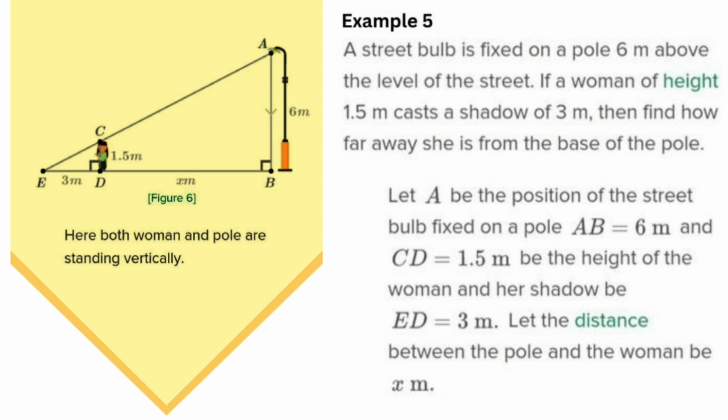Let A be the position of the street bulb fixed on a pole AB equals 6 meters, and CD equals 1.5 meters be the height of the woman, and her shadow be ED equals 3 meters. Let the distance between the pole and the woman be X meters. Here both woman and pole are standing vertically. Hence, she is at a distance of 9 meters from the pole.